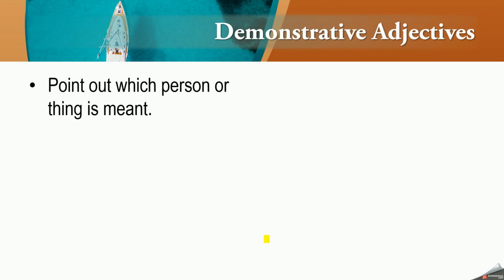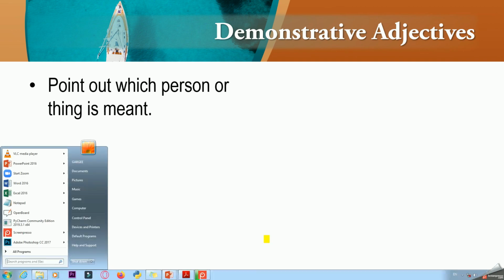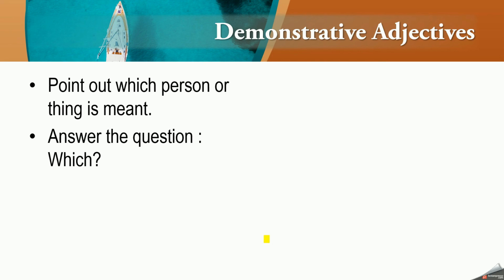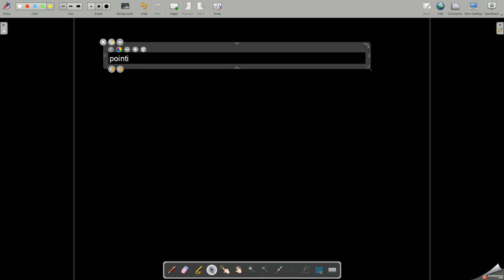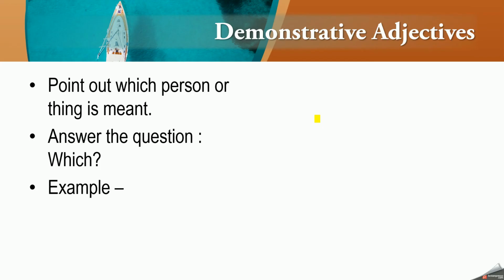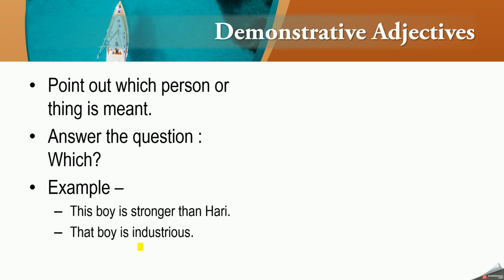Demonstrative adjectives. They point out which person or thing is meant. They answer the question which. So for pointing out anything, answering the question which, we need demonstrative adjectives. For example, this boy is stronger than Hari. That boy is industrious. You can easily see this, that, these are words which are pointing to the nouns.